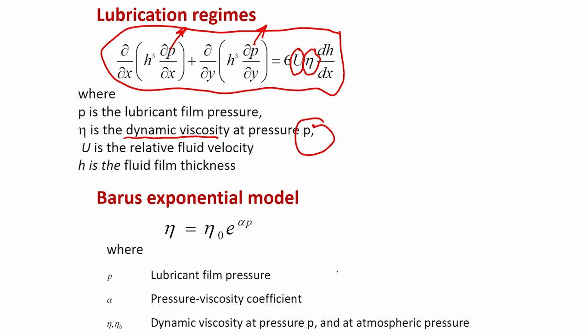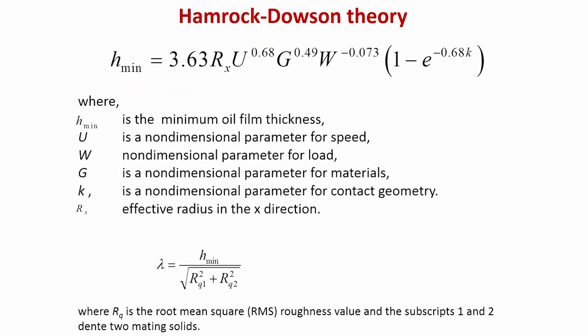Okay. Now let's see how the dynamic viscosity also changes with pressure. Barus's exponential model tells you that eta is equal to eta naught times e to the power alpha p. Alpha is the pressure viscosity coefficient, and eta naught is your dynamic viscosity at atmospheric pressure, that is, p is equal to 1 atmosphere.